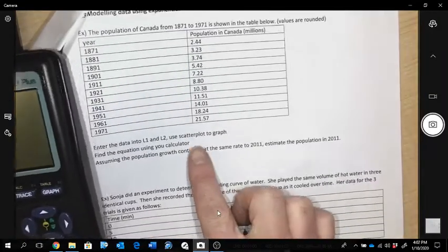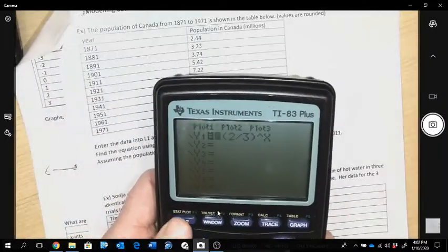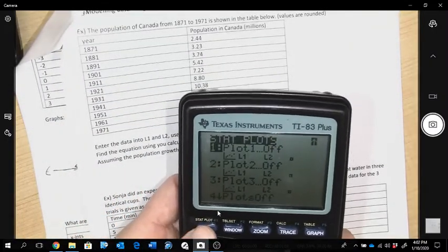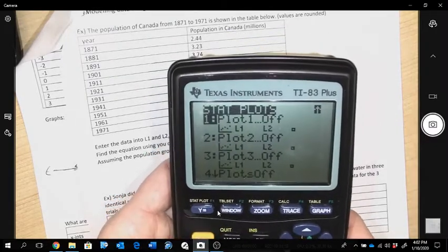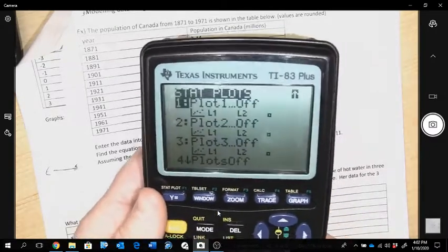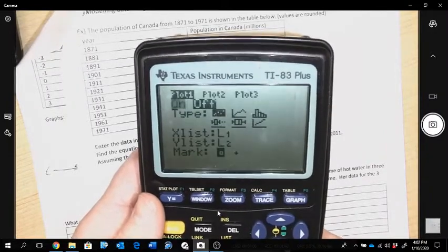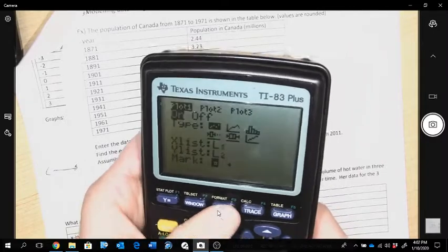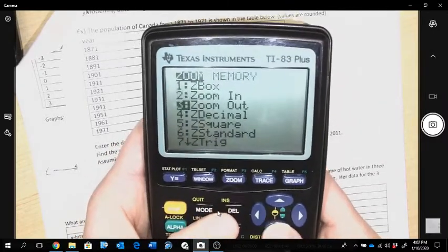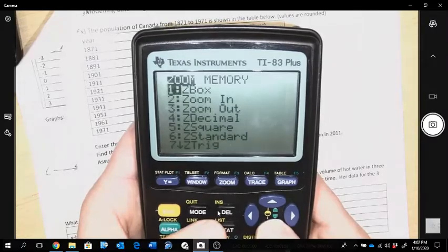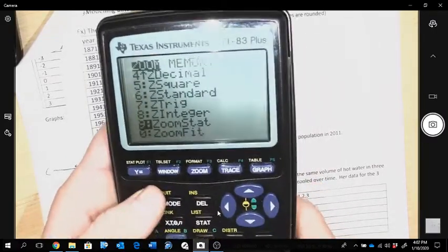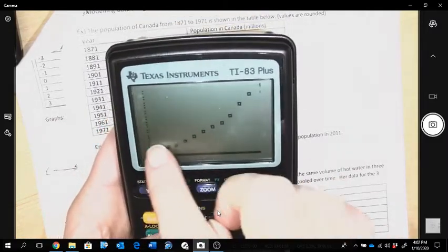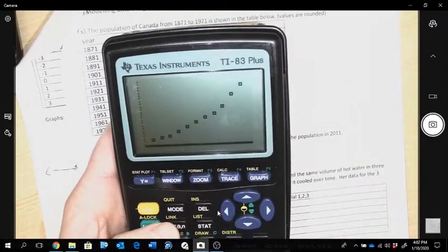Okay, so now we're going to use a scatter plot. So I'm going to go into that. Second function, Y equals, and I'm going to turn it on with an enter, and that's the type I want. Okay, I'm going to hit zoom, zoom stat number 9. And there it is. So you can see a little bit of an exponential curve, right?